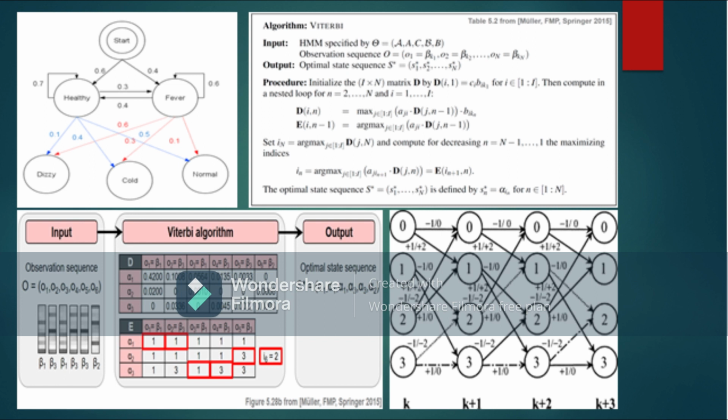The Viterbi algorithm is an efficient method for solving this problem by finding the most likely path through the state space of the HMM. The Viterbi algorithm was first proposed by Andrew Viterbi in 1967 as a decoding algorithm for convolutional codes, which are widely used in telecommunications. Viterbi realized that the algorithm could be applied to HMMs, which have a similar mathematical structure to convolutional codes.